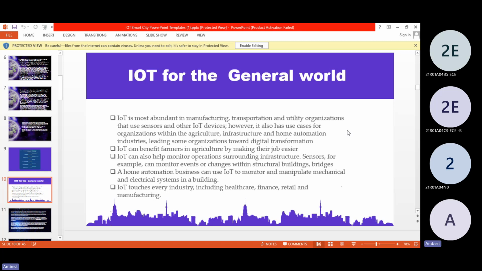The research, development and diffusion model, which is R&D, is a linear and systematic model. The steps are research, development, and diffusion. These were the steps of the R&D model.